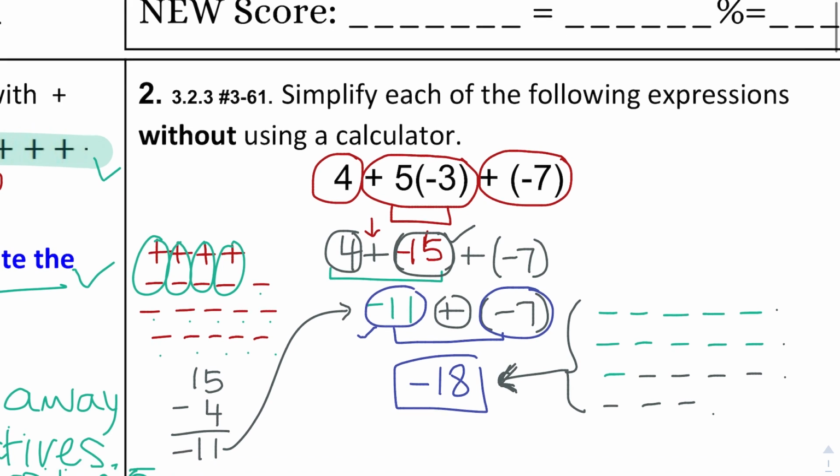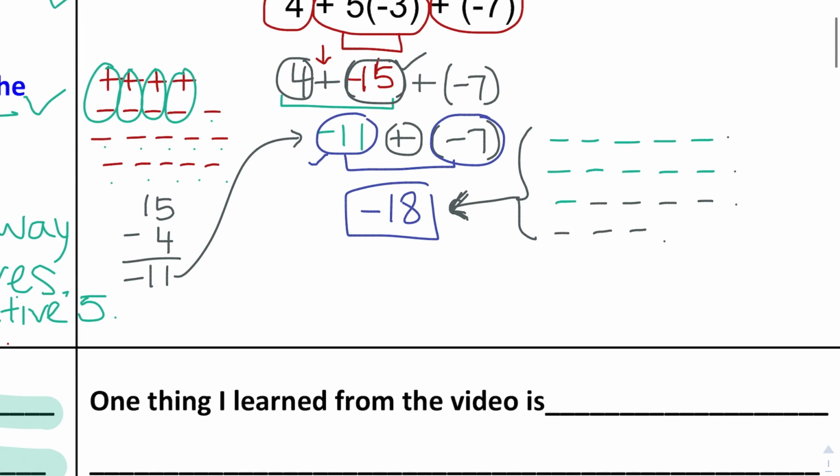One more thing about number 2 is that you needed to write down the one thing you learned from the video, whether it is to figure out how many terms there are or doing the operation with simplifying the term with an operation inside. That could be something you learned. Maybe you didn't know that you should start with 5 times negative 3, and that's what you want to say. I learned how to simplify the term with an operation inside. That could be something you learn.